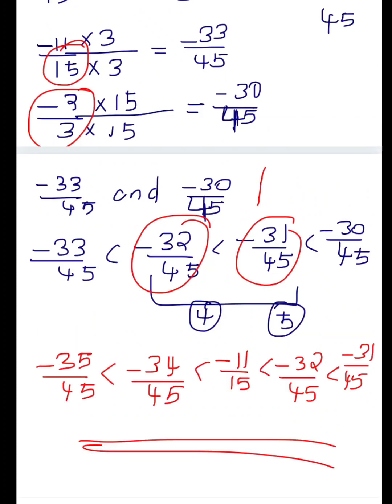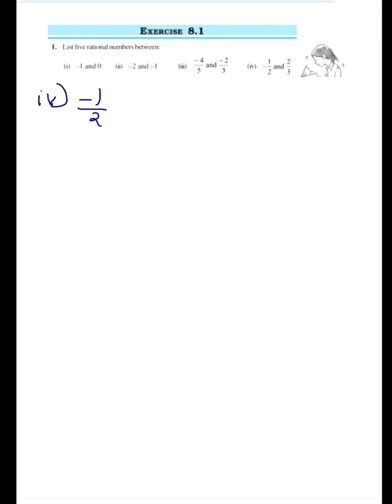Okay, now let's do the last question. Minus 1 by 2 and 2 by 3. So here also you can see that the denominators are different, so you have to make them the same. For that, the first number is minus 1 by 2. In order to make their denominators the same, I am multiplying both numerator and denominator with the denominator of the second rational number, which is 3.